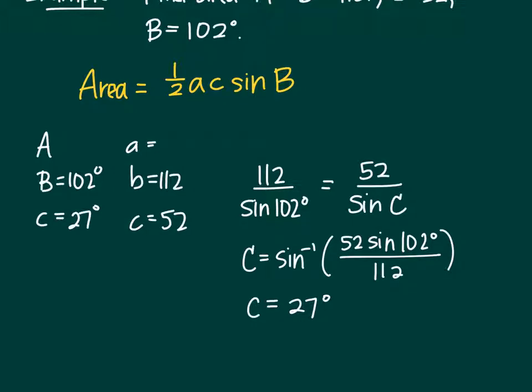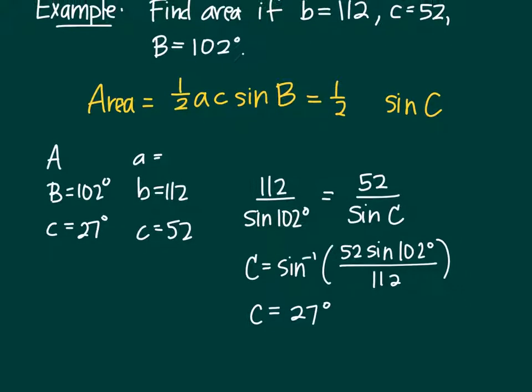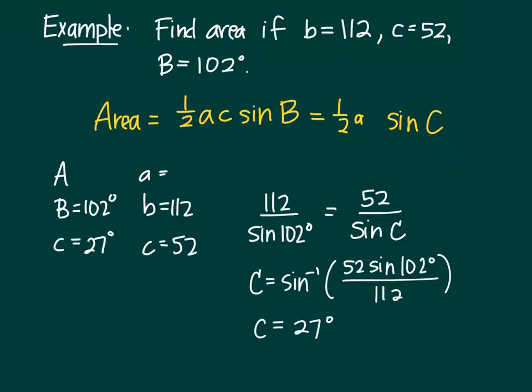So now that I know C, could I use a different area formula? Could I choose a different one? Well, let's check. The other area formula is, if I used C, what would I need between the 1/2 and the sine C? A and B. Do I still have the pieces that I need? No. Okay, so what should I figure out next of my pieces? 102 plus 27. Okay, so I want to figure out what A is. A turns out to be 51.